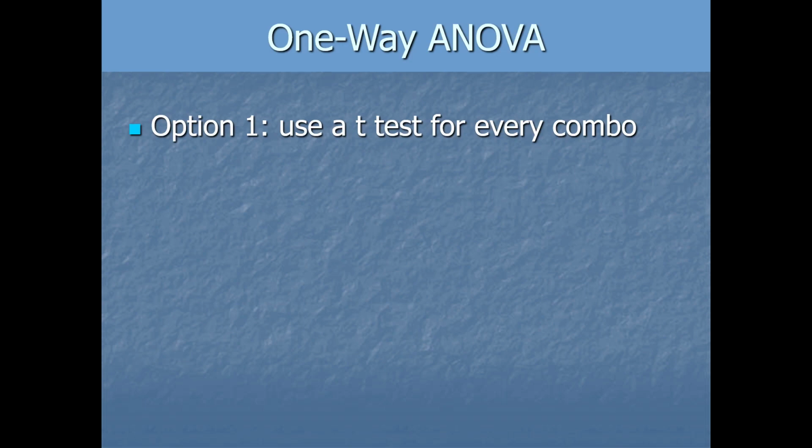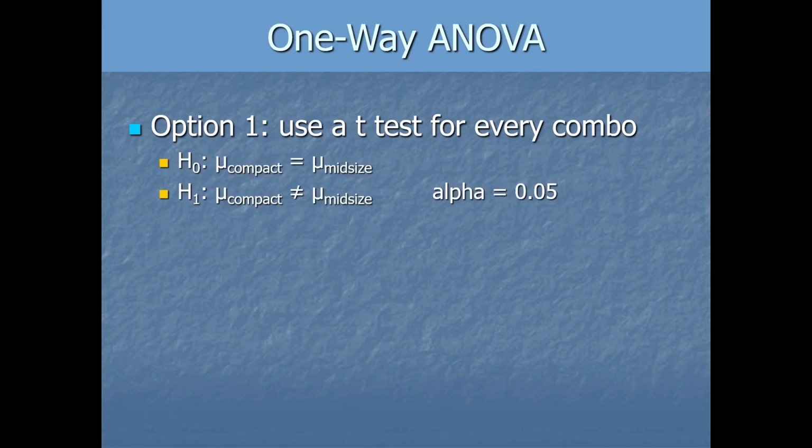Now, instead of trying some fancy new test like an ANOVA that we'll talk about in a moment, I could actually try solving this problem by using a tool I already have at my disposal. Maybe what I would do is just use a t-test for every combination of those groups. So in that case, I would do an independent samples t-test comparing compact cars to mid-size cars, maybe using the standard alpha cutoff of 0.05, right? A 5% chance of false positive, of a type 1 error.